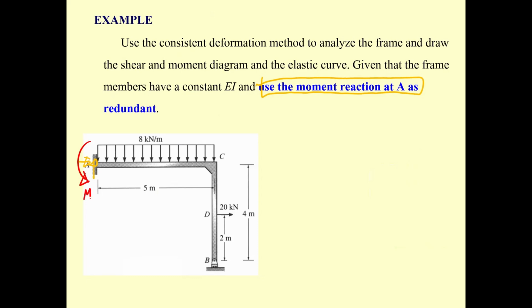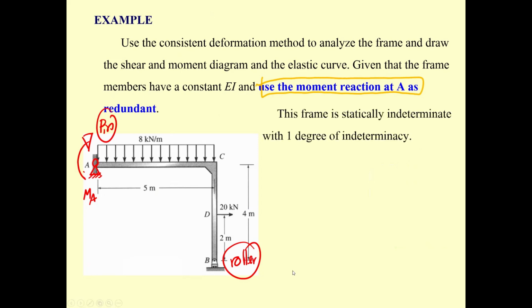If you use M sub A as the redundant, the support still has A sub X and A sub Y. That means you have to change this one to be the key. Let me put the direction of this one in this way. Now you have the structure with pin and roller. You can use the knowledge previously learned to analyze this structure.